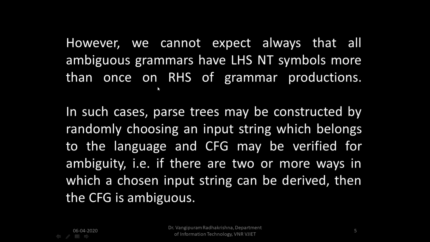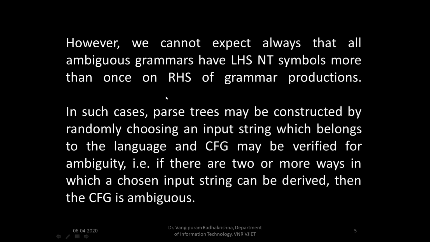In such cases, we have to look for other possibilities for proving the given grammar is ambiguous, or alternately, we can construct parse trees by randomly choosing an input string which belongs to the language, and then prove that the given context-free grammar is ambiguous through deriving two or more ways in which the string can be reached. In such a case, the context-free grammar is ambiguous.